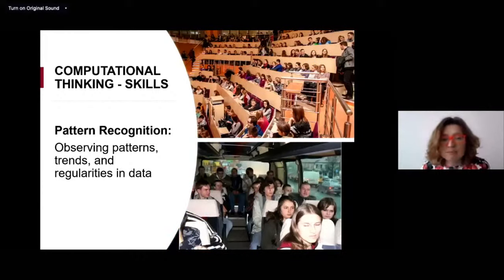The second skill is pattern recognition. So, for example, when you have a class and in a big lecture room, you might have probably noticed that people who sit at the back of the room behave differently from the people who sit in front seats. It's similar on the school bus. People who sit at the back row typically behave differently. So this is a pattern that we observe across different conditions.